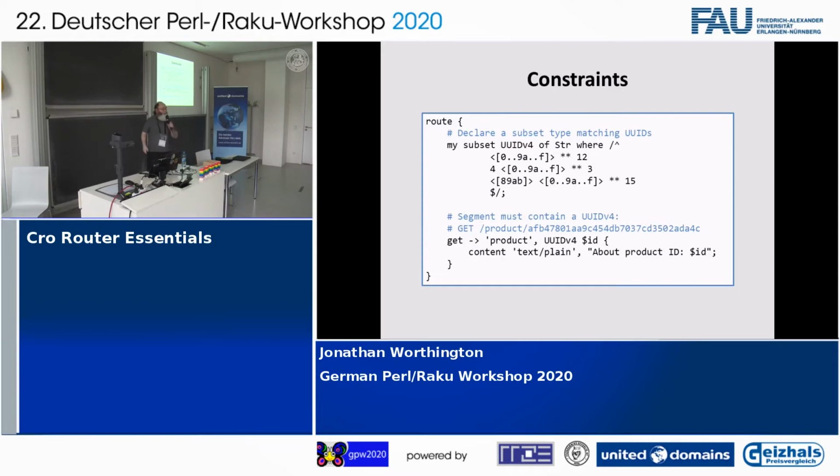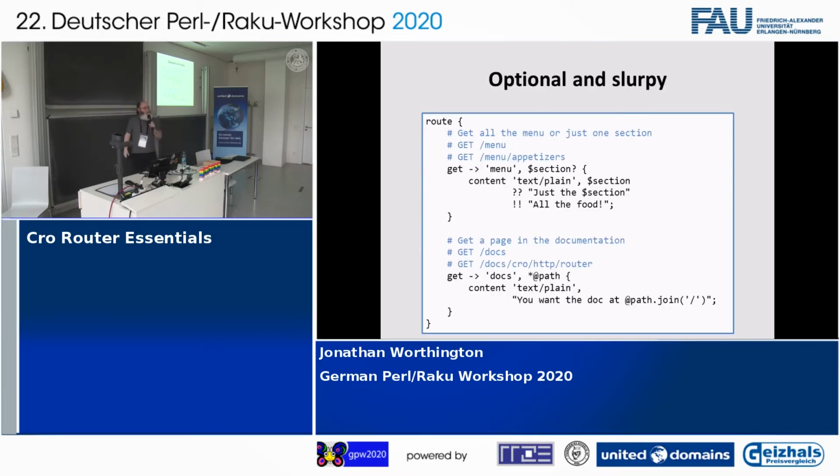Or we can constrain it further. So this is how we make a subset type, where we say it's a type of string, but actually only strings that match this particular pattern. Don't worry much about the pattern, it's just a way of matching a UUID v4. And then we just use it as a type. So if you do a get and you put a valid UUID v4 there, then this works, and if you don't, then it's a 404.